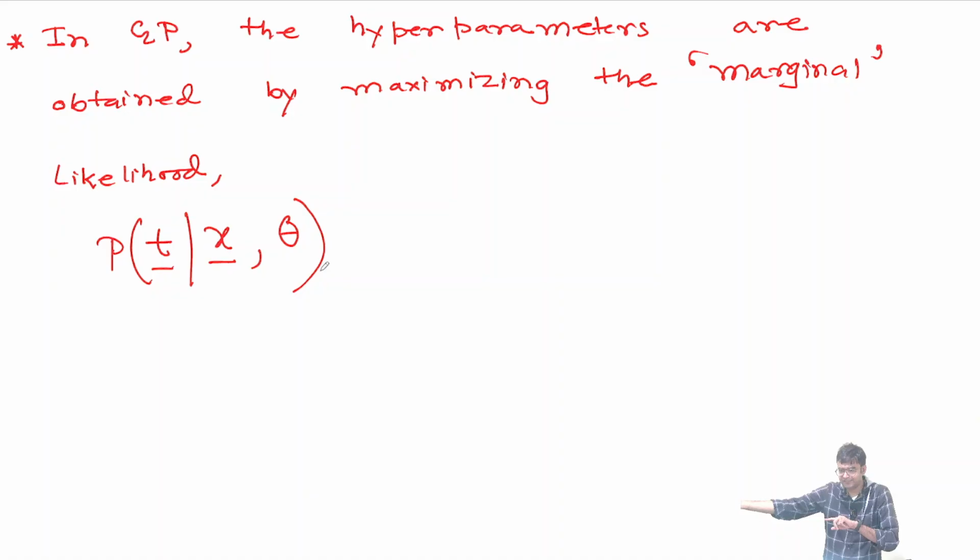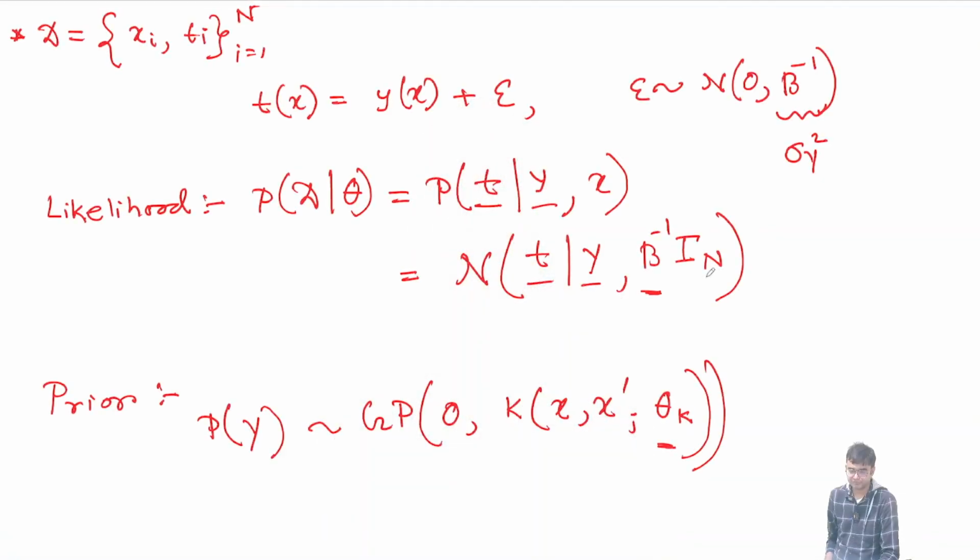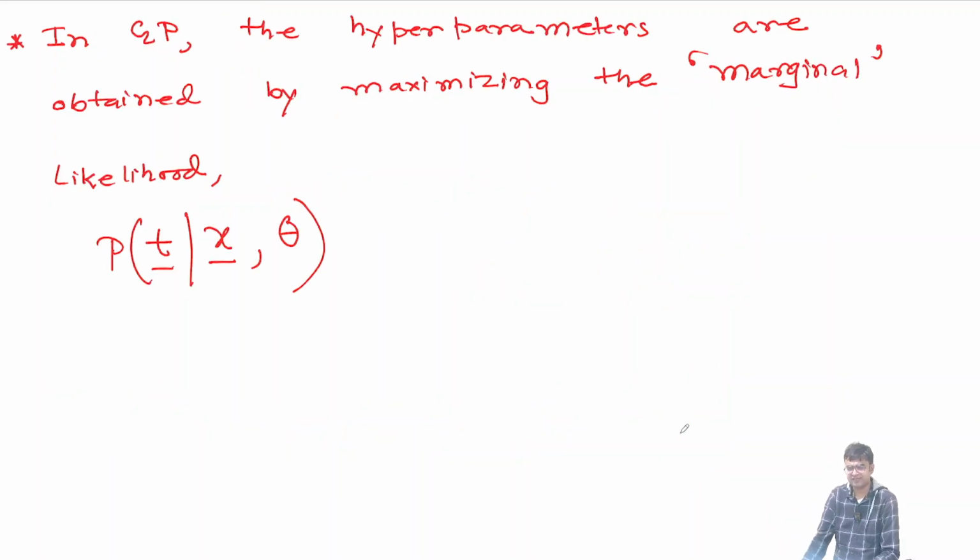What is the relation between theta k and theta? Theta also includes sigma y square or beta. Theta k only includes the kernel parameters. The sigma y was sitting there, that was not included in theta k. So that is also included here. So theta is equal to this theta k plus this beta inverse. Okay. So if you take this plus this, you call it theta.